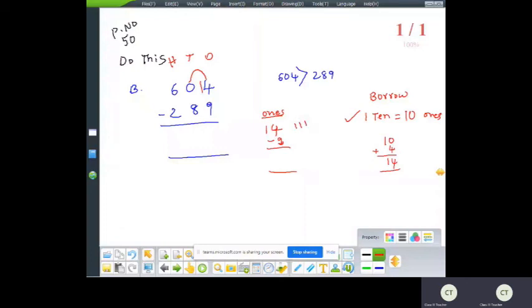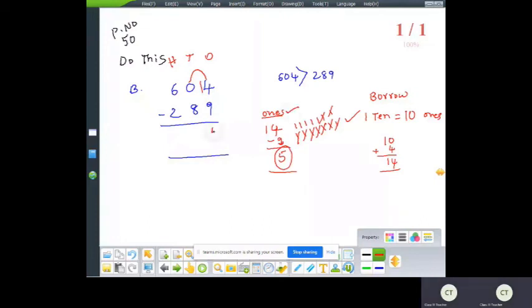1, 2, 3, 4, 5, 6, 7, 8, 9, 10, 11, 12, 13, 14. From 14, we subtract 9, which means we cut 9 lines. 1, 2, 3, 4, 5, 6, 7, 8, 9. After cutting 9 lines from 14 lines, there are 1, 2, 3, 4, 5 lines. 14 minus 9 is equal to 5. This answer 5 goes right under ones.